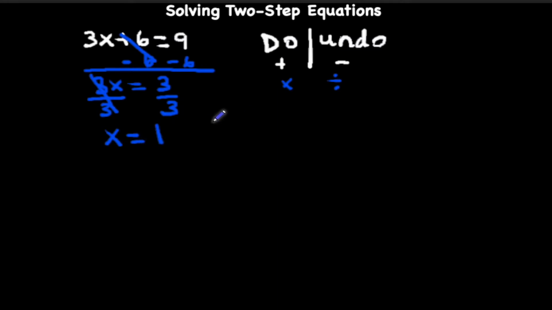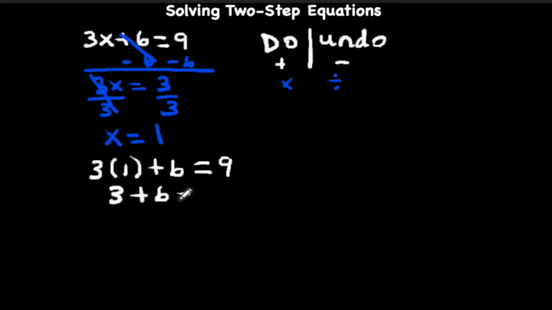And we can substitute this 1 where the x is to see if our solution is correct. So we have 3 times 1 plus 6 equals 9. 3 times 1 is 3, plus 6 does indeed equal 9. So our solution x equals 1 is correct.